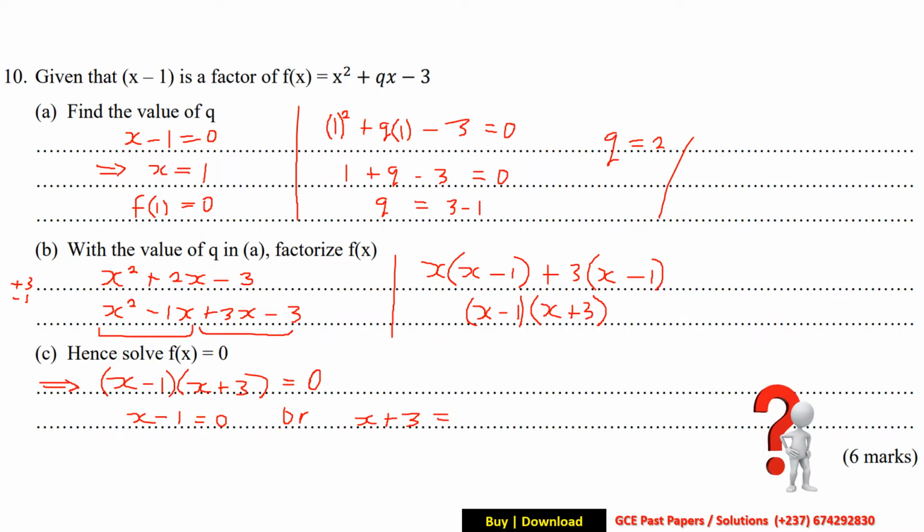And from here now, what will be the values of x? From here, x will be equal to 1, or x will be equal to negative 3. So these are the values of x. I like this question.